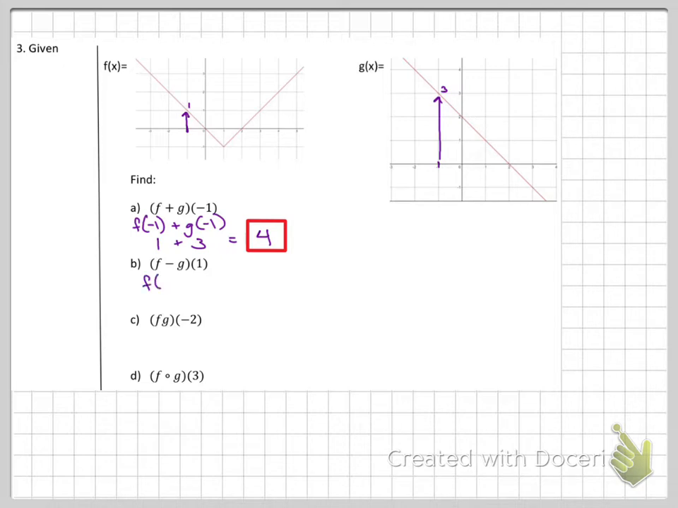So find each piece and then do the math. So this is f of 1 minus g of 1. So find f of 1, go to the 1, trace it down to the y value, you get negative 1. Problem says minus. Now find g of 1. Happens to be positive 1. Negative 1 minus 1 is negative 2.